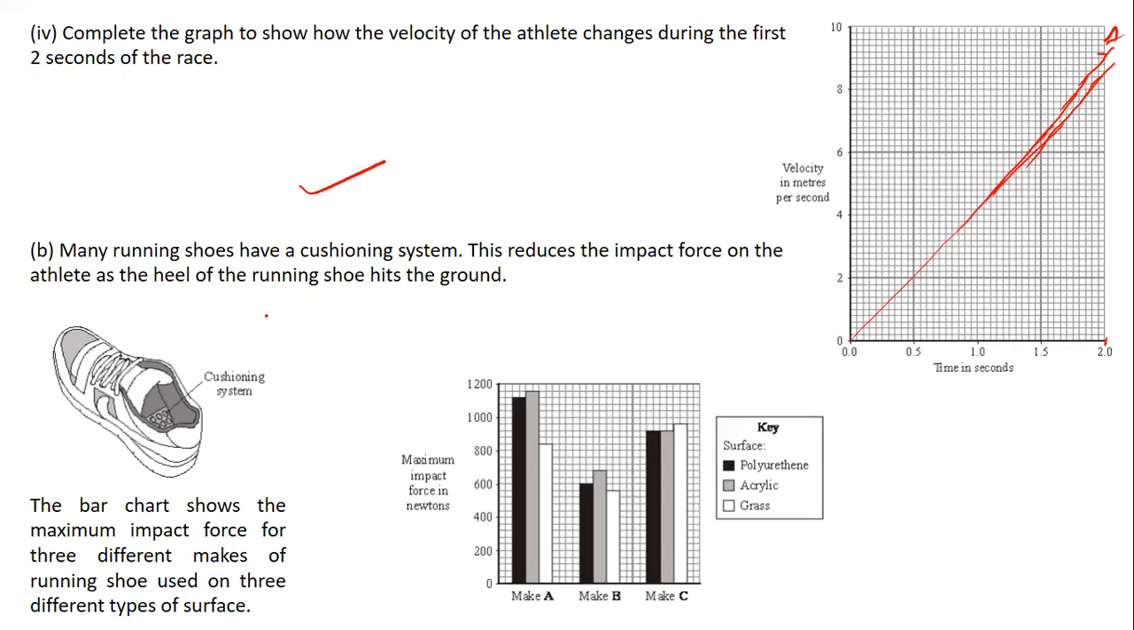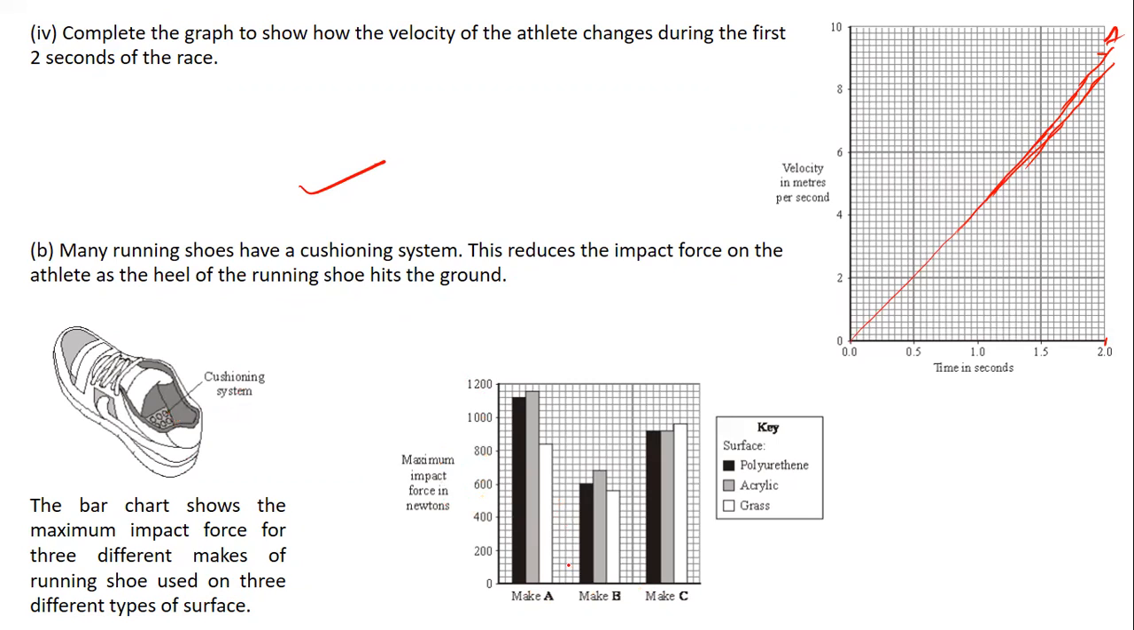And then many running shoes have a cushioning system. This reduces the impact force on the athlete as the heel of the running shoe hits the ground. Okay. When you hit it, there's an impact, which has been reduced. The bar chart shows the maximum impact force for 3 different makes of the running shoes used on the 3 different types of surface. Okay, so this is a maximum impact force in newtons, and this is make A, this is make B, this is make C.